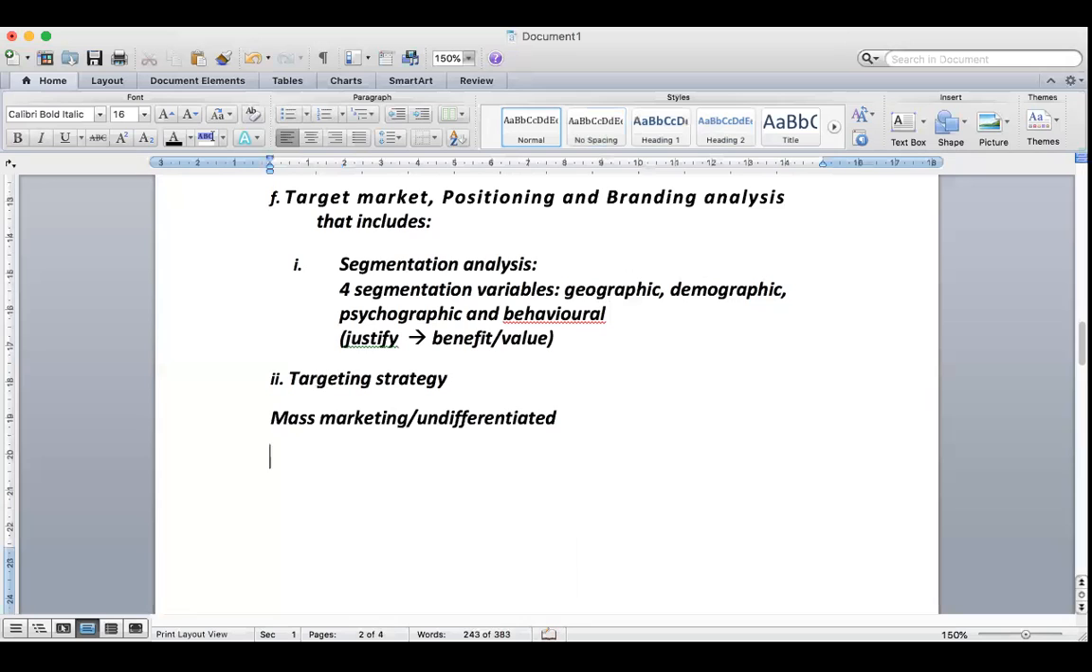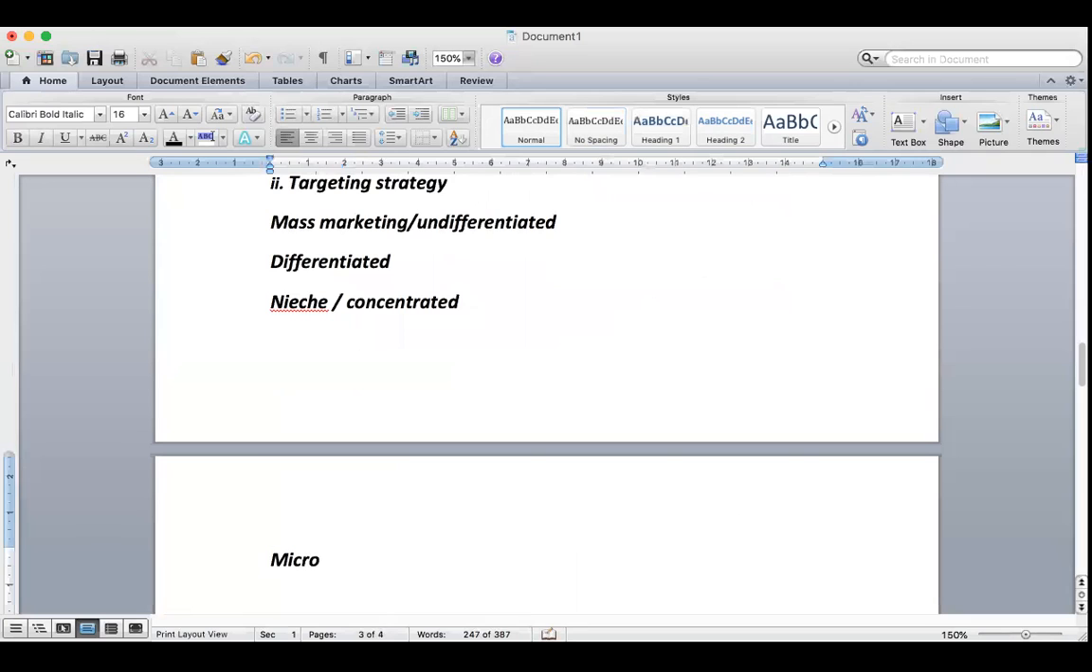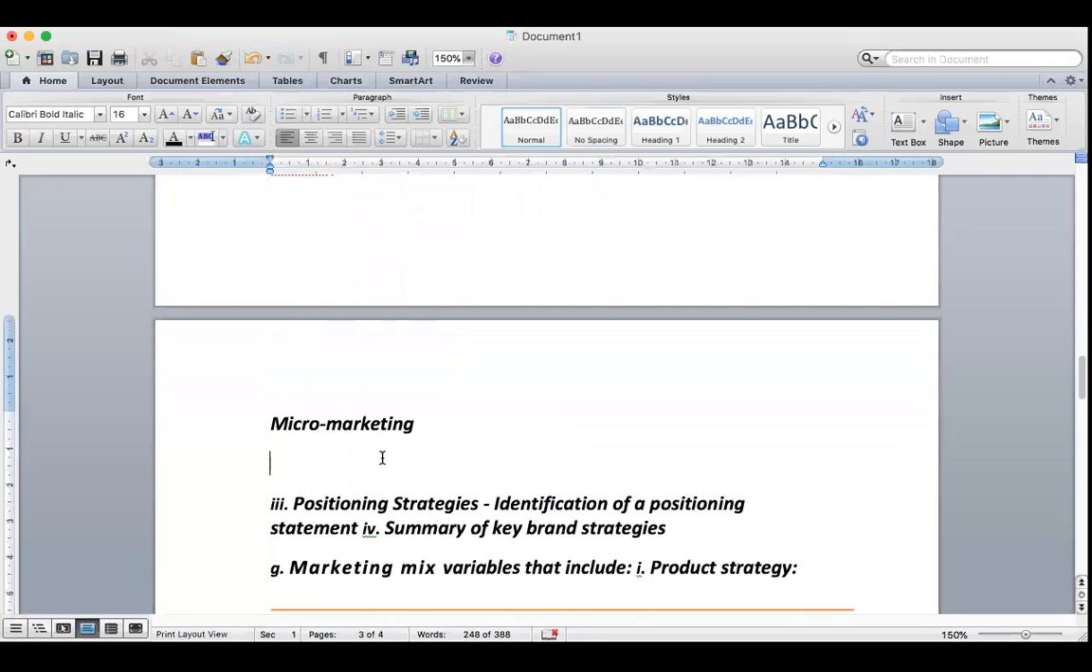Undifferentiated. The next one is differentiated. So very likely your product may adopt a differentiated or niche targeting strategy, or concentrated targeting strategy. I don't think it will be micro marketing, but either differentiated or concentrated. Please think about it.